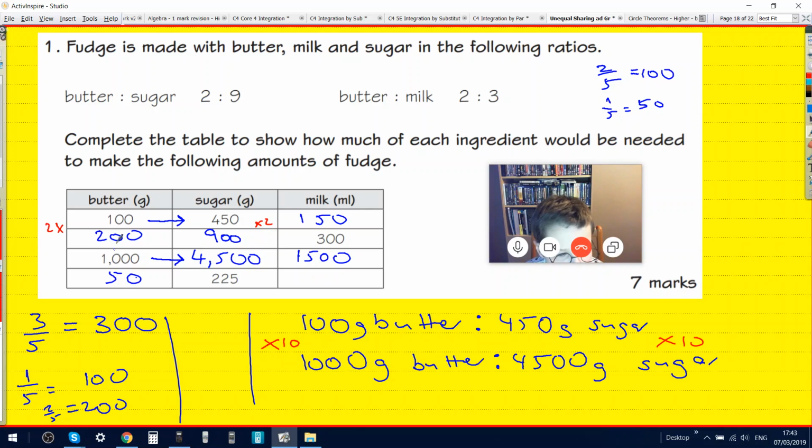And then this one. So we got the 50 by doing half of 100. How could we get the milk? You do a half of 150. Yeah. And that is 75. Well done. Yeah, so actually these ratios up here, it's easier to not use them.